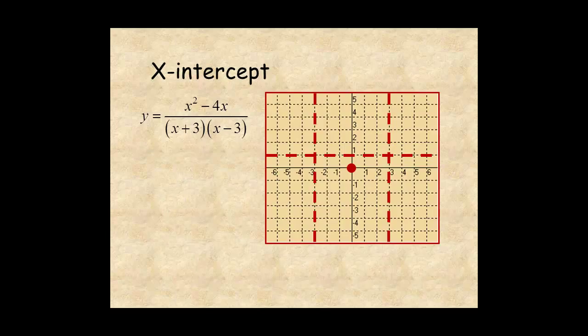The x-intercept is the 0 of the numerator, so this is a good time to factor the numerator. To find the x-intercept, set the numerator equal to 0 and solve. Since there are two factors in the numerator, there are two x-intercepts, one at x equals 0 and the other at x equals 4.